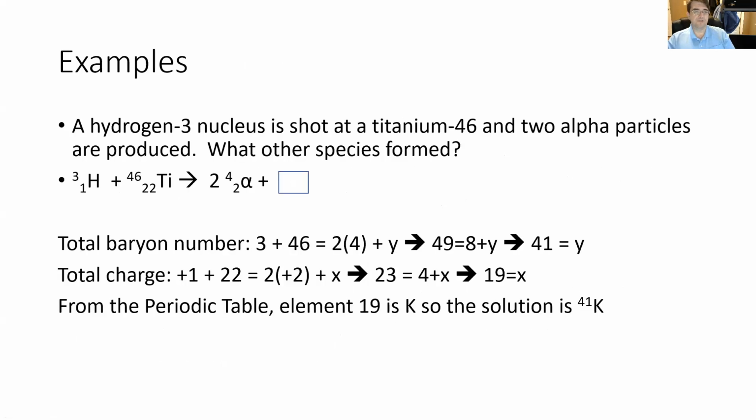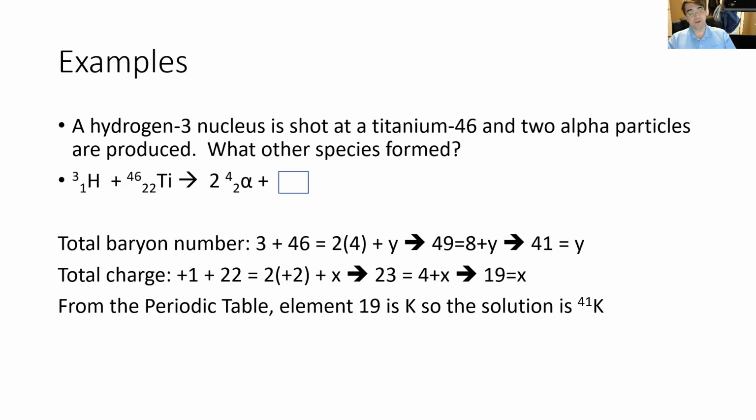Well, let's take a look at an example. Suppose you hit a titanium-46 with a tritium, and you produce 2 alpha particles. We want to figure out what the other species is. So we say we've got 1 tritium plus titanium-46. Hydrogen you look up is atomic number 1, and titanium you look up is atomic number 22, so that's where those 2 numbers come from. You put those on the left. On the right-hand side, you've got 2 alpha particles. Notice the 2 that's written in front.